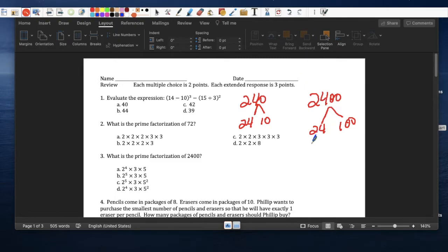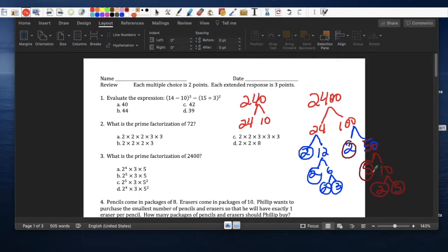So 24, let's pick 2 and 12. 2 I circle, 12 I can continue, 12 is 2 and 6, 2 I circle, and the 6 will be 2 and 3. Circle, circle, because they're prime numbers. The 100 becomes, I don't know, 2 and 50, that's fine. Let me change color so you can see. 2 and 50, 2 I circle. 50 could be 5 and 10, 5 I circle, and 10 will be 2 and 5, and then I can circle and circle. This one's a long one.